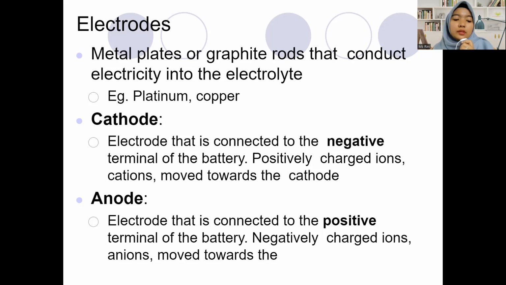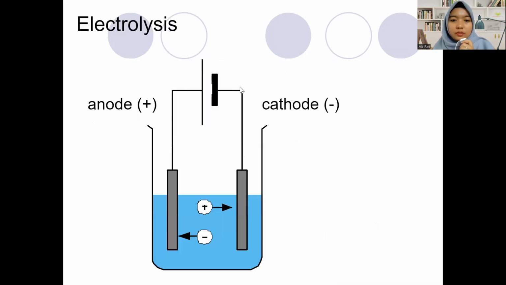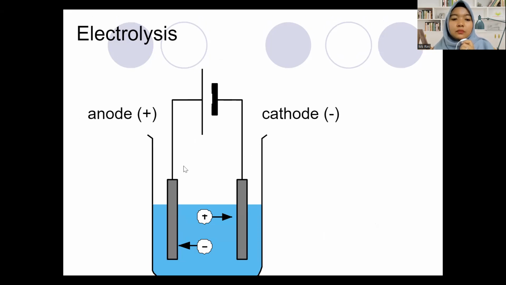Okay, so next, let me show you the picture of the electrolysis experiment. We put the electrolyte inside, and then we have two plates here called the electrodes. The positive one is connected to the positive terminal of the battery, the anode, and the negative one, we call the cathode, is connected to the negative terminal of the battery. We can see here the negatively charged ions will go closer to the anode, and the positive ions will go closer to the cathode.